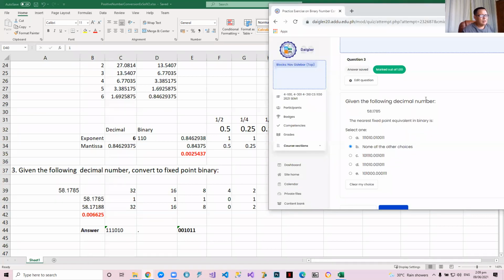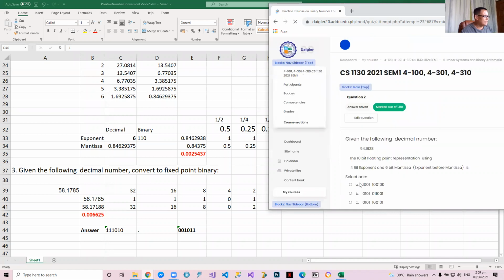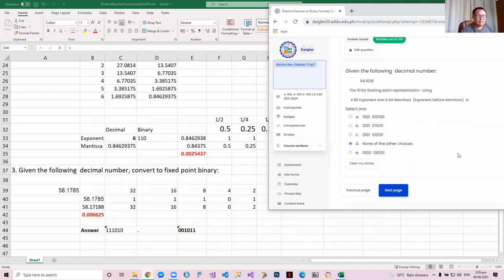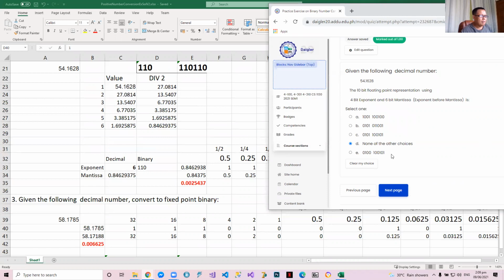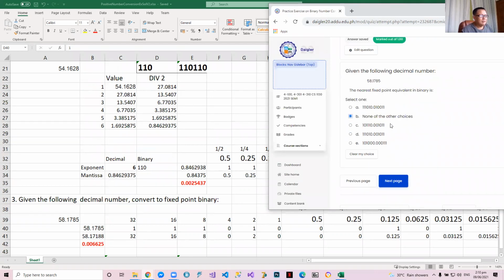So what's number 3? I was wrong earlier, no? When I picked earlier, I was looking at a different number, 54.168. Anyway, what's the answer? I already have previously answered this, most probably. Okay. What's the answer?